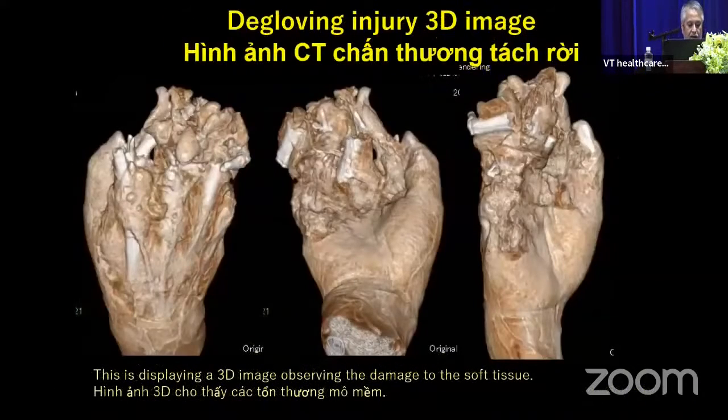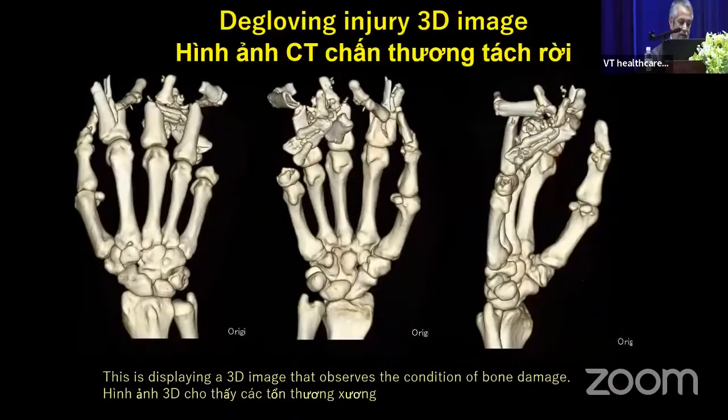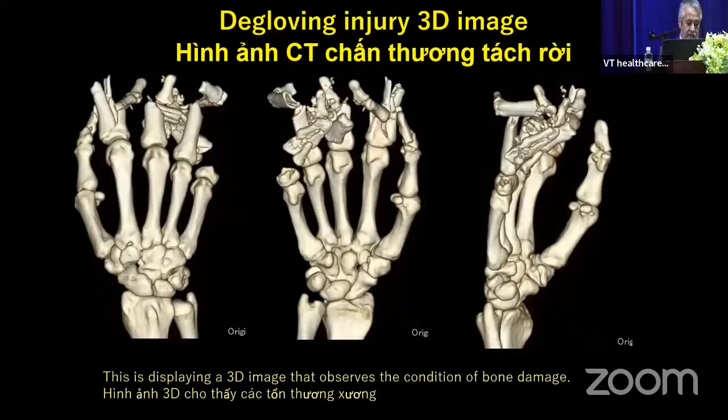This is displaying a 3D image observing the damage to soft tissue. This is displaying a 3D image observing the condition of bone damage.